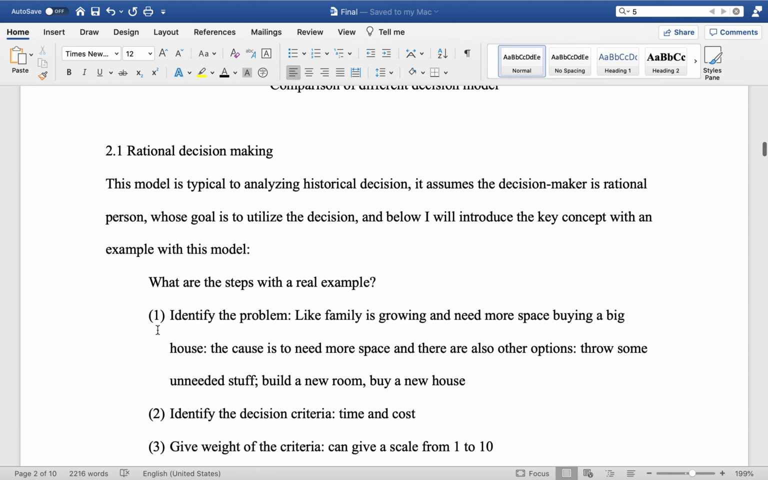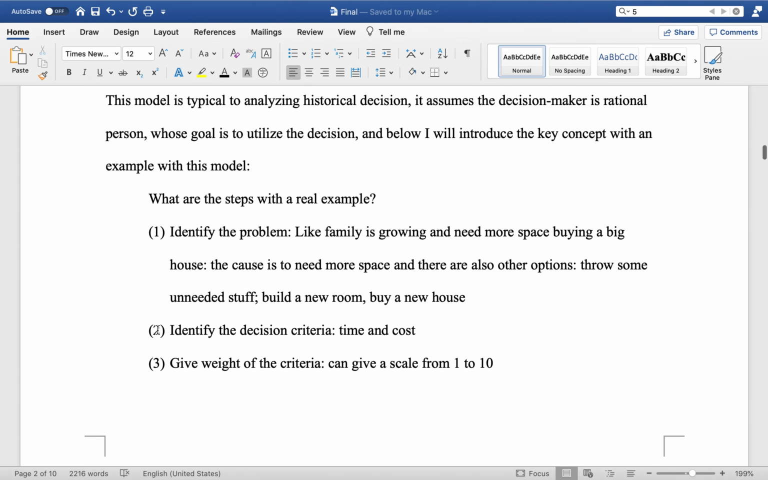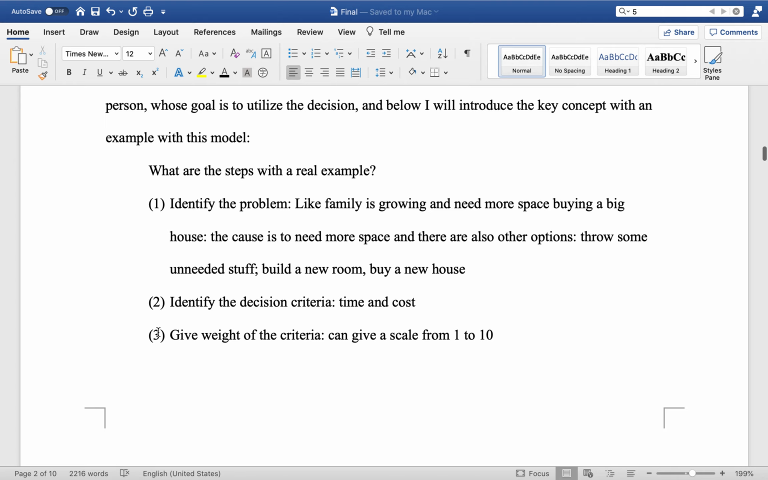The first step should be identify the problem. Like a family is growing and needs more space, buying a bigger house. The cause of the decision is needing more space, and there are also some other options that can solve that. That is throwing away some unneeded stuff or building a new room. So the second step is identify the decision criteria. So for this example, that is time and cost.